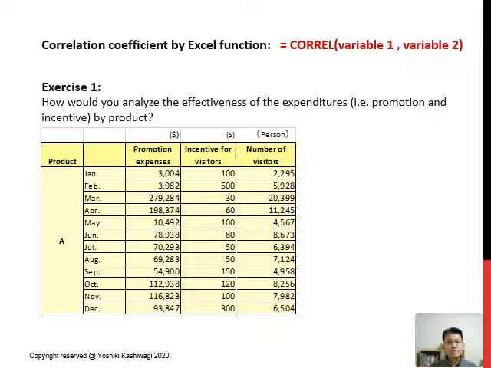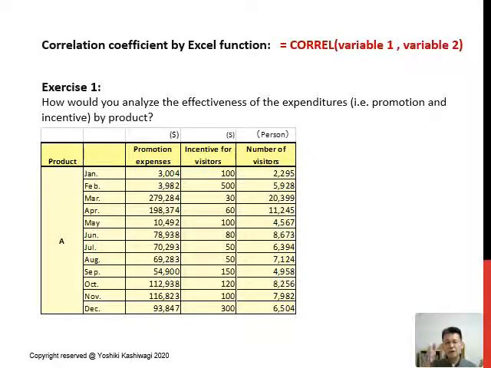I will show you the demonstration of how to do it with Excel later after this video. Here is exercise 1. How would you analyze the effectiveness of the expenditures? That means you have promotion expenses and also incentive for visitors expenses. The goal of the two, the promotion and the incentive, is to invite more visitors.